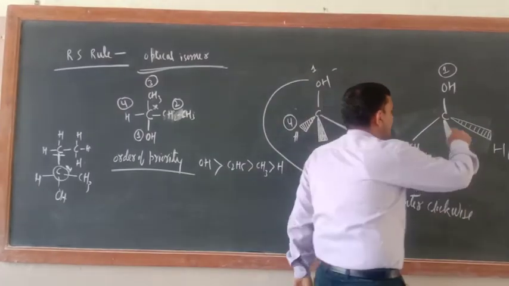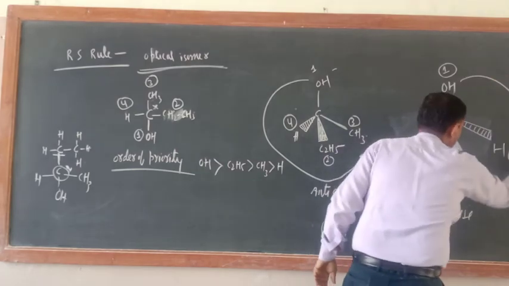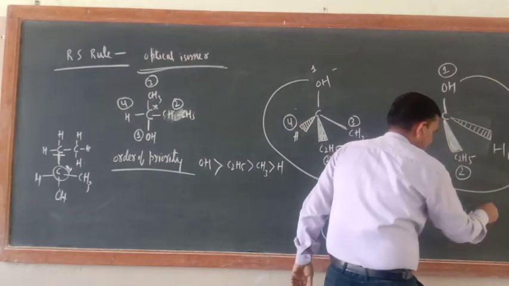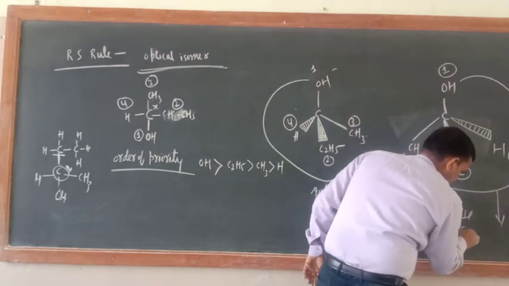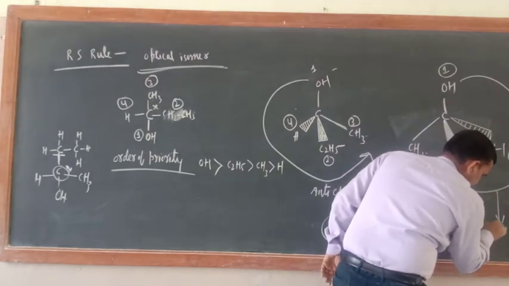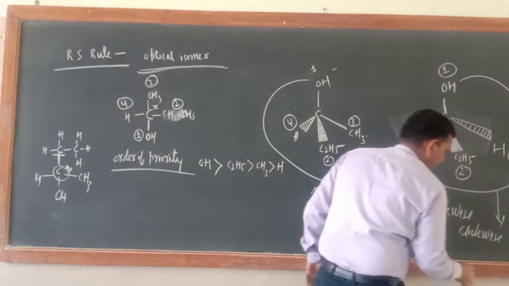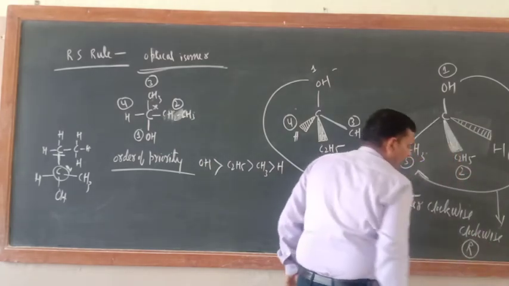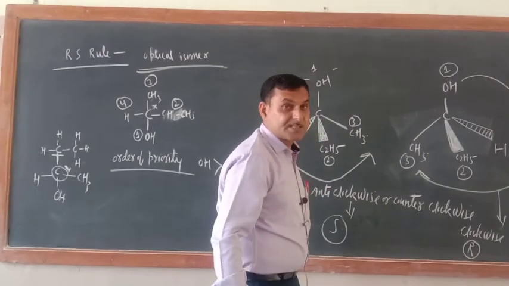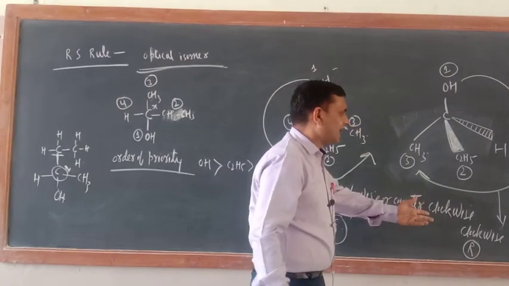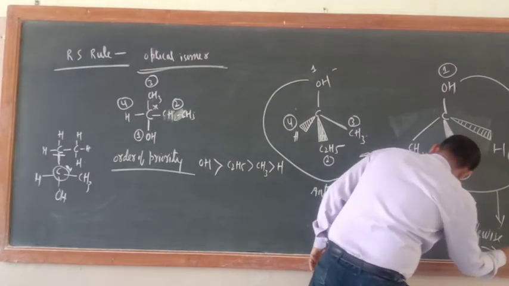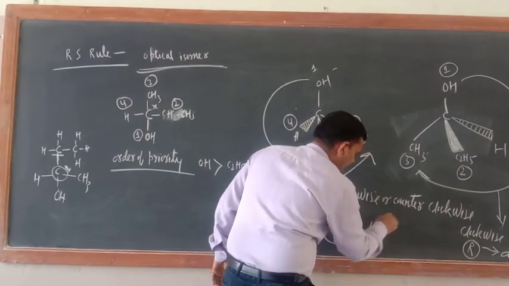So now this time, 1, 2, 3. What kind of rotation is this one? This is clockwise rotation. Clockwise means R. R means rectus. Rectus means right hand side. So this is clockwise rotation. So this R will become the D isomer and S will become the L isomer.